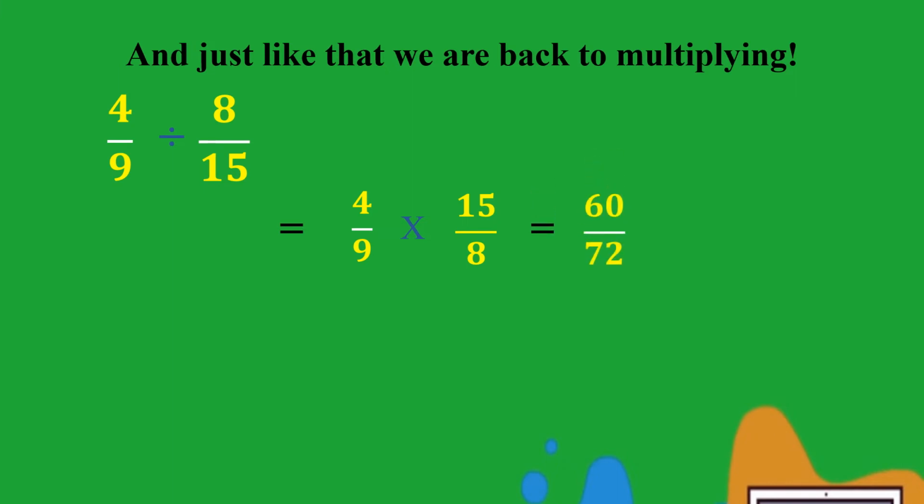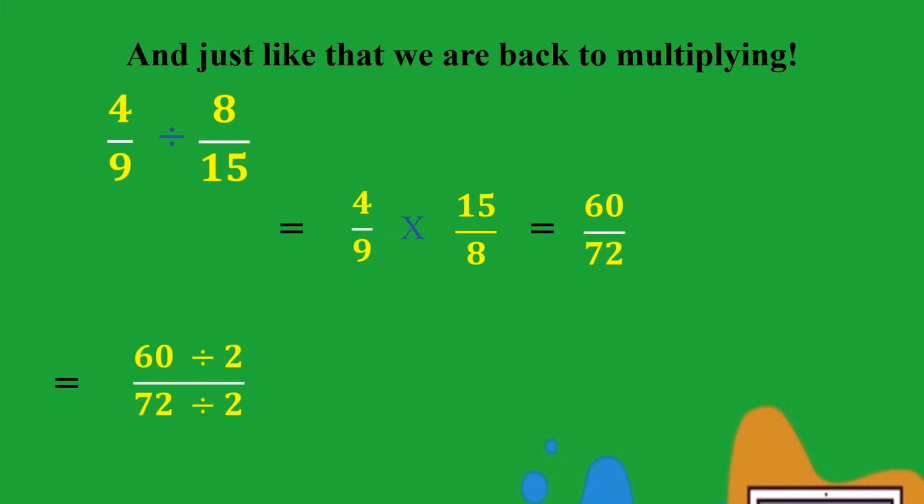And now just like that we are back to multiplying. 4 upon 9 divided by 8 upon 15 will be equal to 4 upon 9 multiply 15 upon 8. So I hope you remember now that numerator will be multiplied with the numerator and denominator will be multiplied with the denominator. So 15 times 4 is 60 and 9 times 8 is 72.